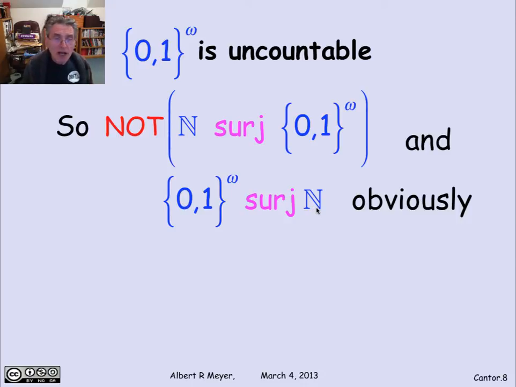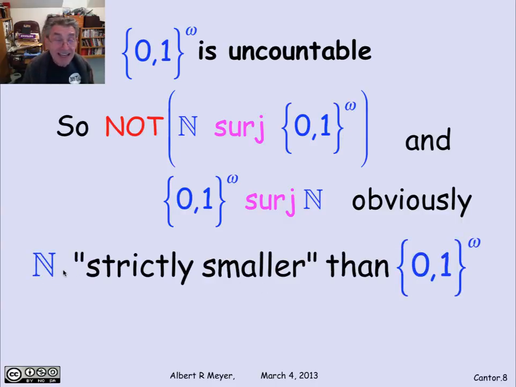Okay, so if we remember our intuition, surjection is read as greater than or equal to. So this tells us that the infinite binary sequences are at least as large a set as the non-negative integers. And the converse is not true. The non-negative integers are not at least as large as the infinite binary sequences. So we can really say that the non-negative integers are strictly smaller than the set of infinite binary sequences. Now, strictly smaller is in quotes, because again, we don't know exactly what the size of infinite sets is. All we're really doing is talking about properties: bijections, surjections, injections.